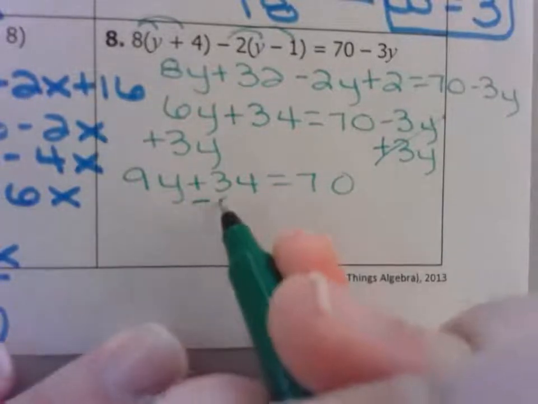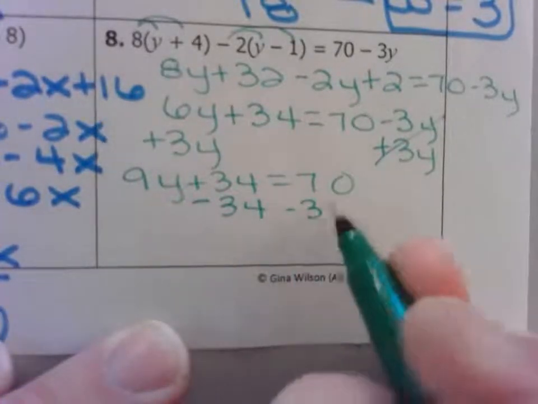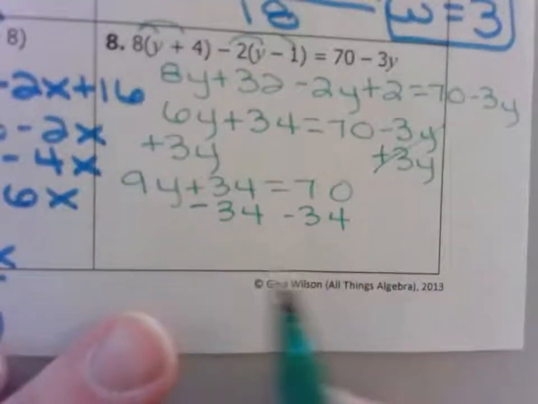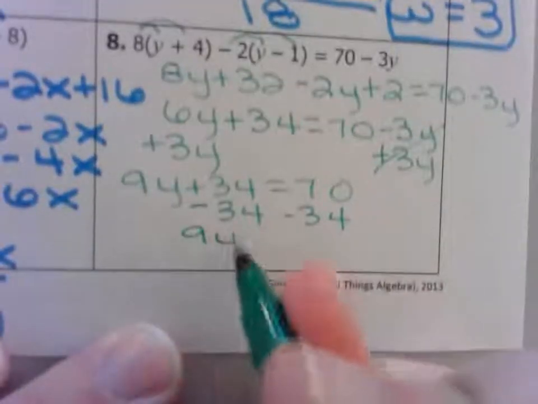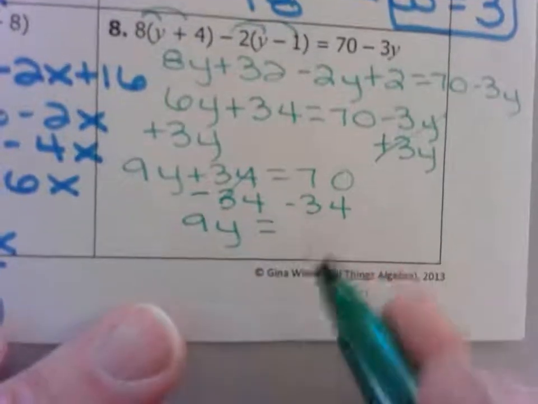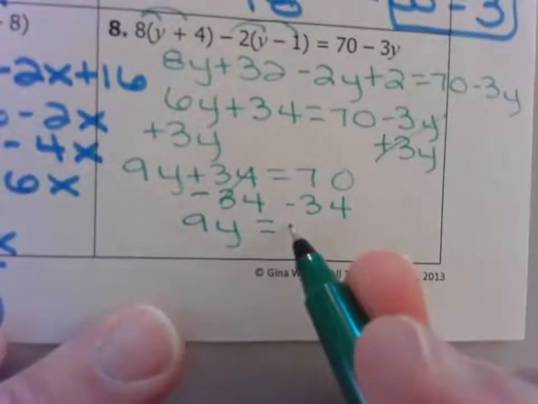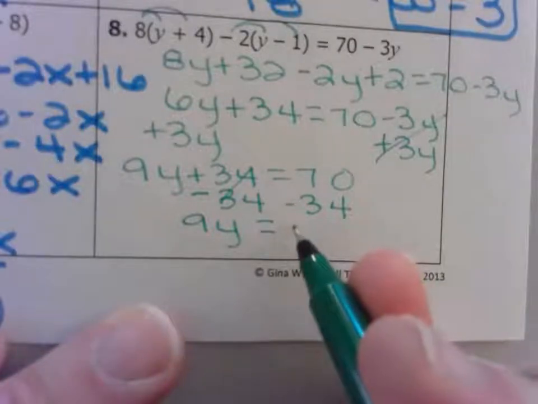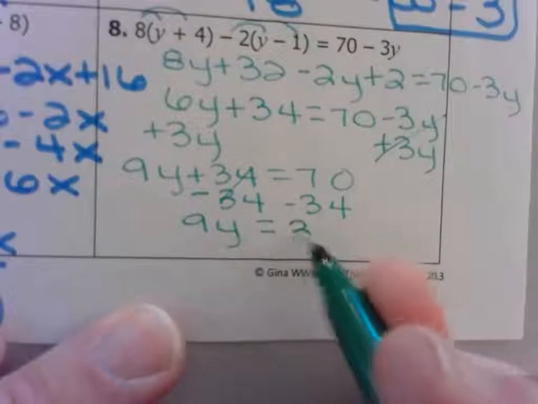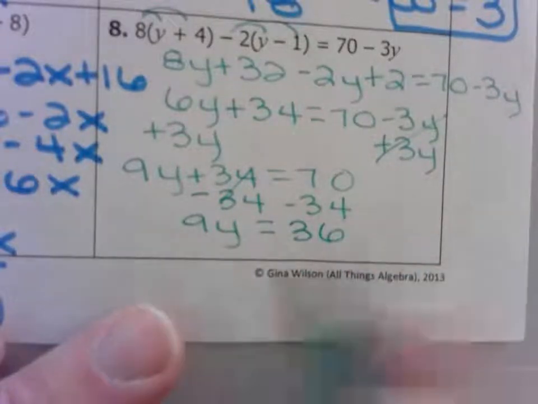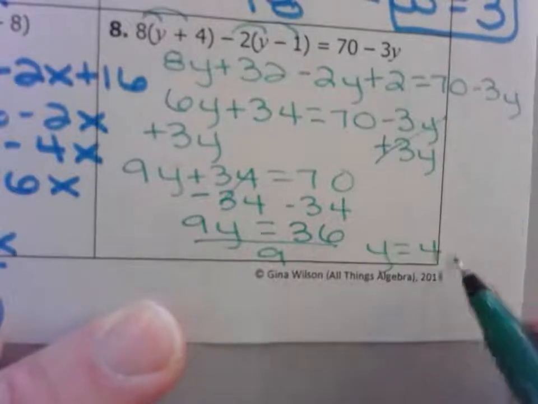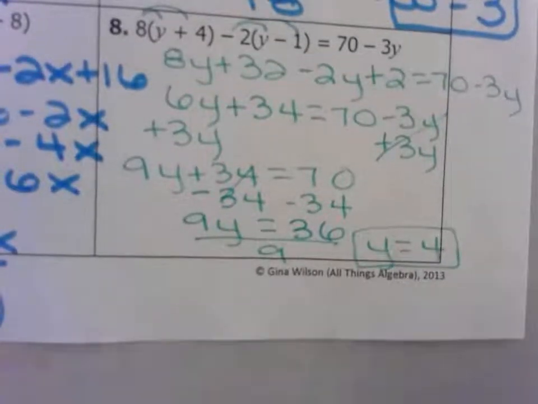Minus 34. And now we have an equation that we talked about. So subtract 34. 9y. The 34 is canceled. Bring down the equal. 70 minus 34. Use your calculator. 36. Divide by 9. Y equals 4. So keep track, left to right.